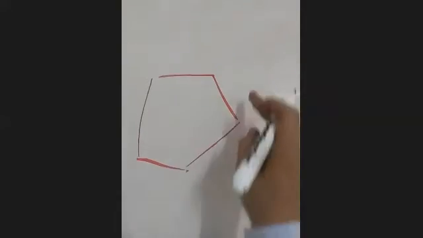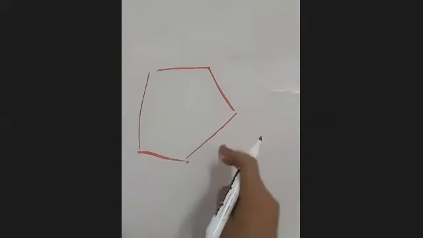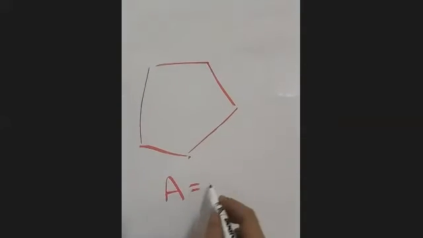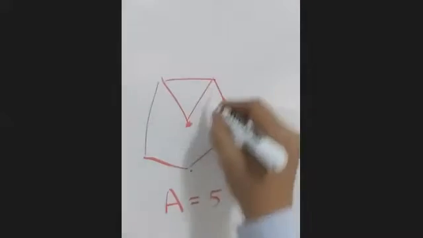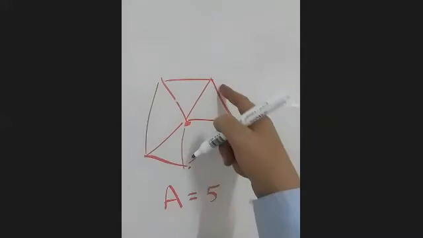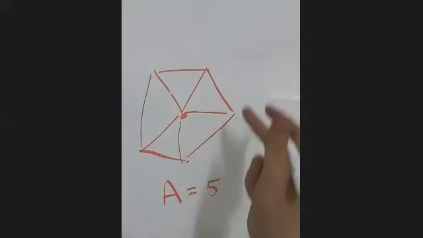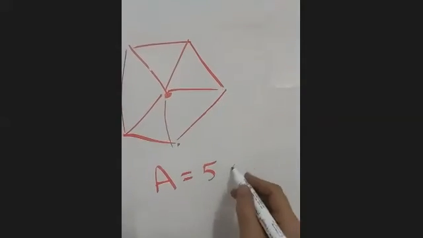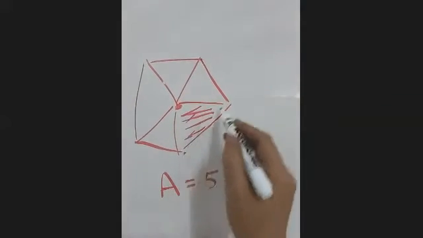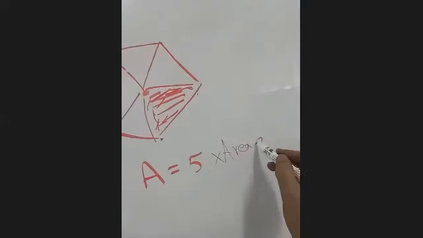Let's remember together what we did. For example, this shape with 5 sides is called a pentagon. So what will the area be? It will be 5 multiplied by the area of a triangle, because we can divide it into 5 triangles, the same number as the sides.